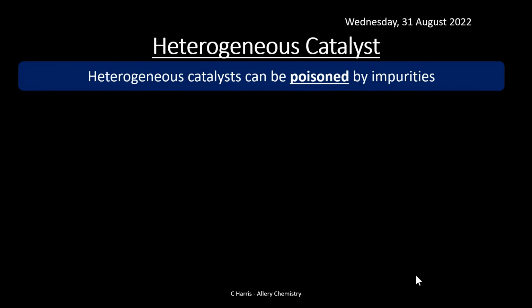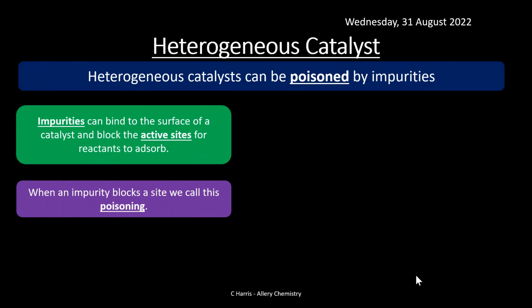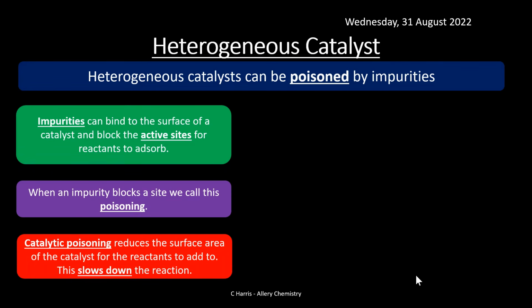Now, if we look at heterogeneous catalysts, the issue with these is they can be poisoned by impurities, so they don't last for life once you put them in. That'd be brilliant if you could do that. It would save an absolute fortune. But impurities can bind to the surface of a catalyst, and it can block some of the active sites for reactants to actually adsorb to. And any impurity that does this, we call this catalytic poisoning. Okay, so it's where the catalyst is less effective. Especially heterogeneous catalysts, over time they may need to be replaced because the poisoning effectively renders the catalyst redundant.